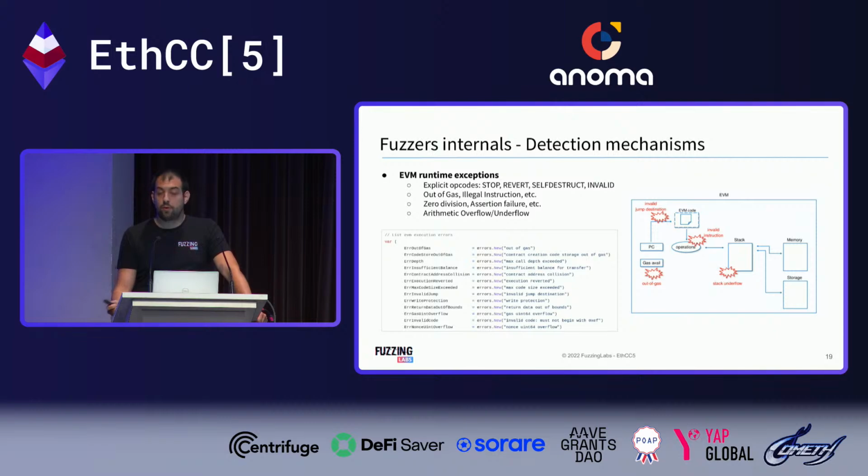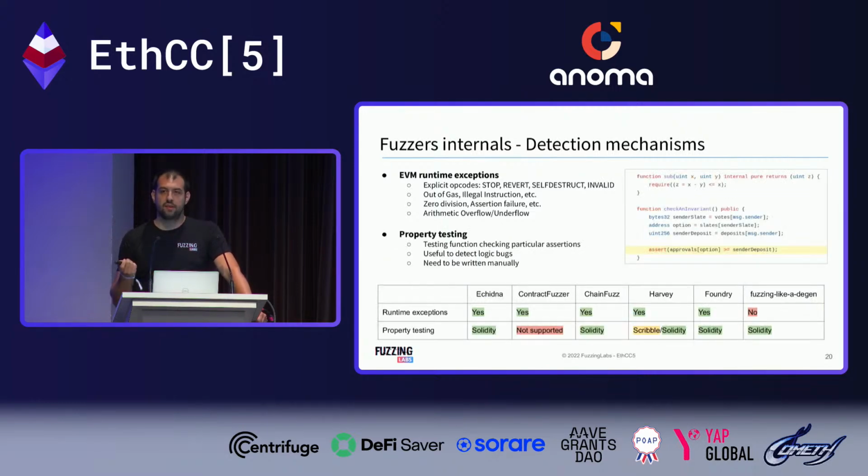So first of all, you can leverage all the exceptions that are directly inside the VM. Those are the exceptions that are detected at runtime by default by the EVM. You can think of when you are using stop, revert, self-destruct, all those kinds of opcodes. You also have things like out of gas, illegal instruction, assertion failure, and arithmetic overflows. Those are detected by the EVM. So for us, it's a detection mechanism for free because it's part of the EVM design.